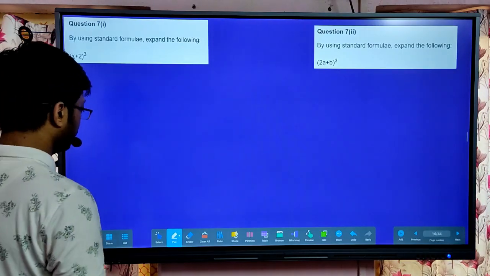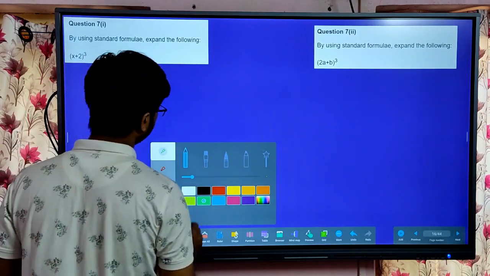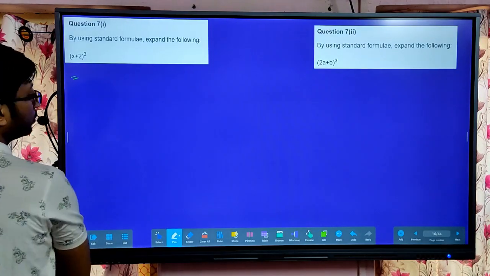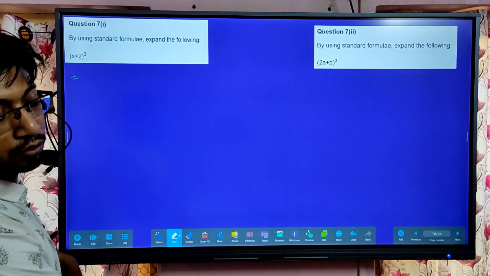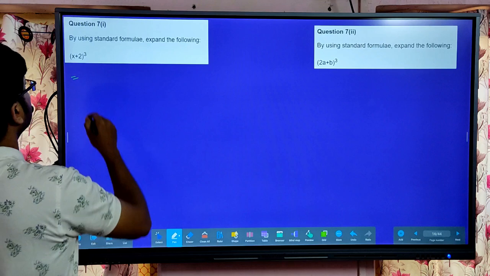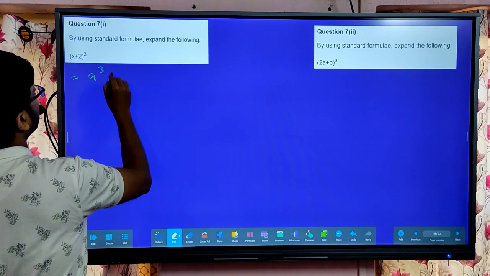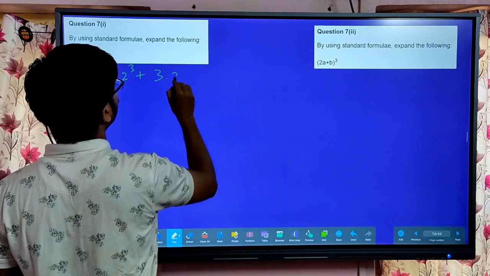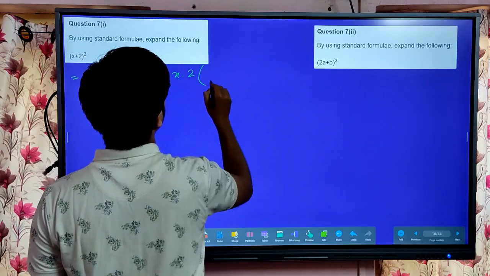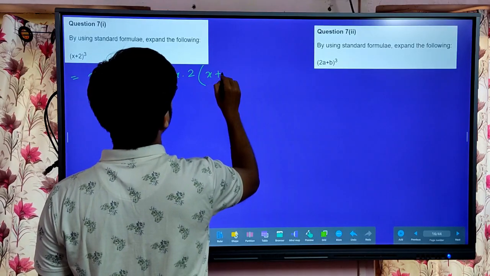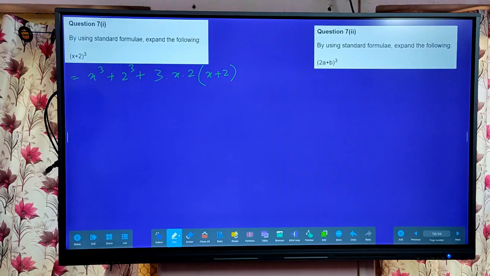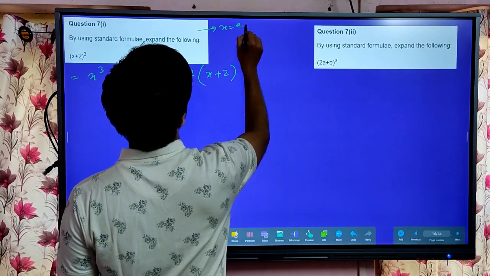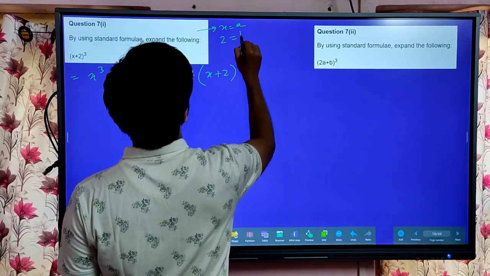Now coming to cubes, see the problems related to cubes. So this will be a plus b whole cube. I have taught you it will be a cube plus b cube plus 3ab into a plus b. So it will be x cube plus b is 2, 2 cube plus 3ab, 3 into a into b into a plus b. Don't forget this, x plus 2. Your x is your a. Understood? In this question, x is your a and 2 is your b.